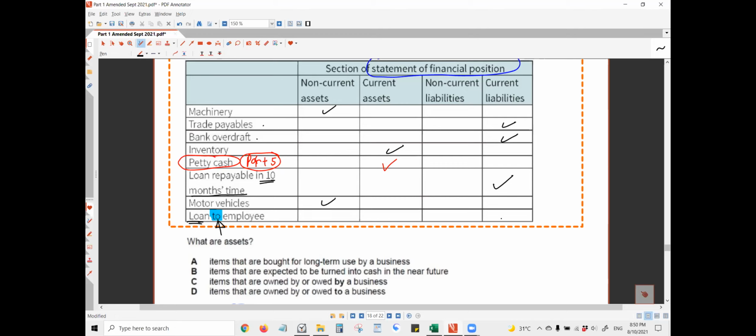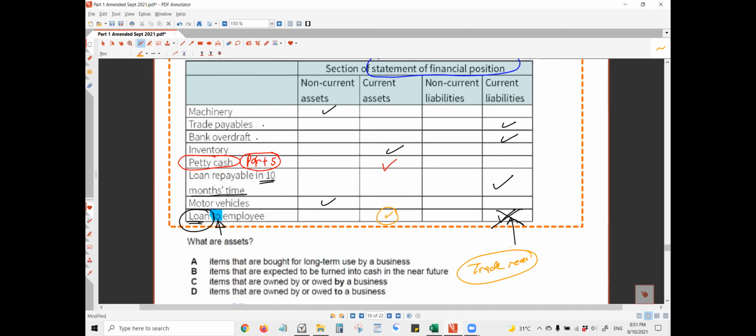Common mistake made by students. They see the word loan and immediately put a tick here, current liabilities. No, this is not current liabilities. This is supposed to be current assets. The reason is it is the employee who owes money to us. We are the owner of the business. The employee owes money to us, just like customers who owe money to us. Customers owing money to us, we call it trade receivable, right? Remember? Trade receivable means customers owing money to us.